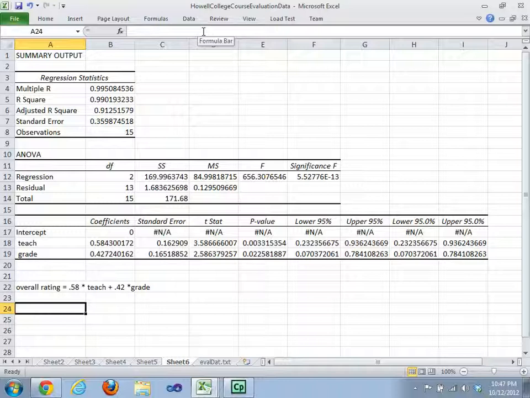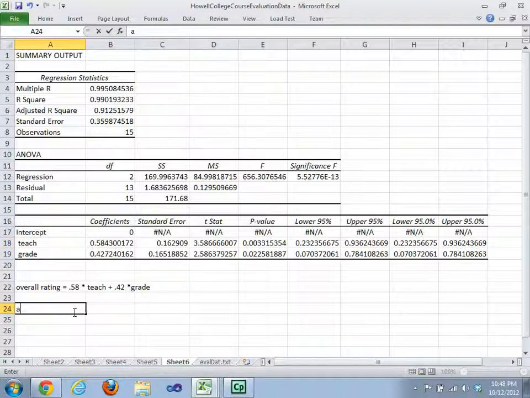So the factors which are the best indicator are the rating of the teaching skills and the student's anticipated grade. And the factor that has the greatest impact, when we look at the coefficients, we can see that the rating of the teaching skills edges out the anticipated grade as to the impact that it has on the overall rating. So the factor with the greatest impact is teaching.